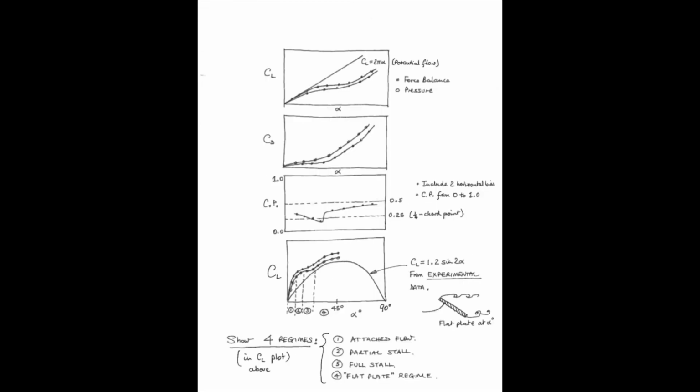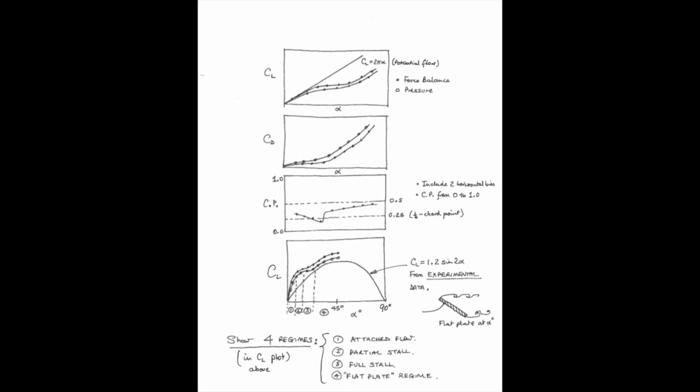The final page of your lab handout goes over the final 4 plots to be made for tutorial. The first one is a plot of your lift coefficient versus angle of attack. You will plot CL obtained from both the force balance and the pressure measurements. Compare these to the theoretical lift coefficient derived from potential theory, which is found to be 2 pi alpha. The second plot compares the drag coefficient versus angle of attack found from the force balance and the pressure measurements.